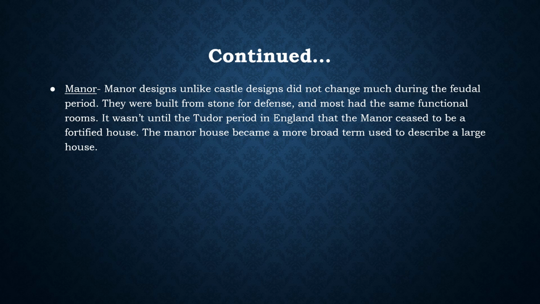The manor. The manor design, unlike castle designs, did not change much during the feudal period. They were built from stone for defense, and most had the same functional rooms. It wasn't until the Tudor period in England that the manor ceased to be a fortified house, around the 15th century. The manor house became a more broad term used to describe a large house.